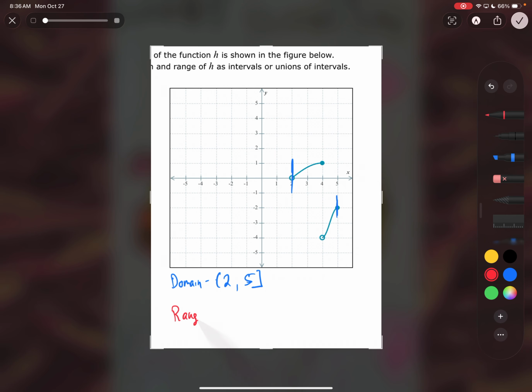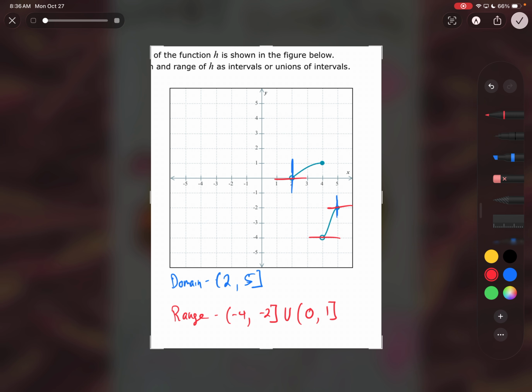My range, the bottom of this graph is at -4. The top of this one is at -2 with a bracket. But then there is a jump, a space. So the or 0 to 1 with a bracket. Okay.